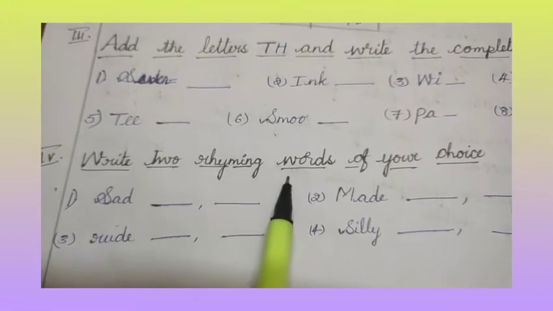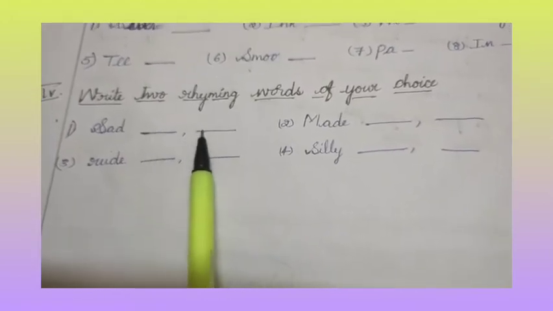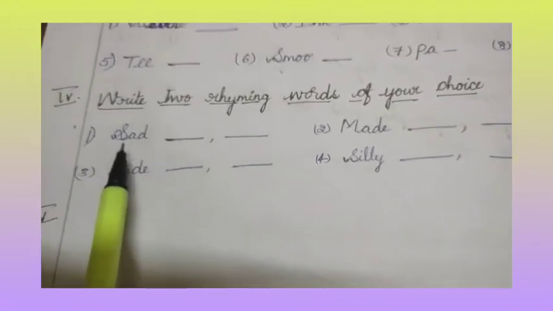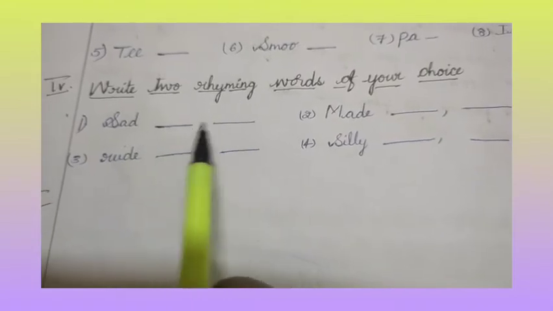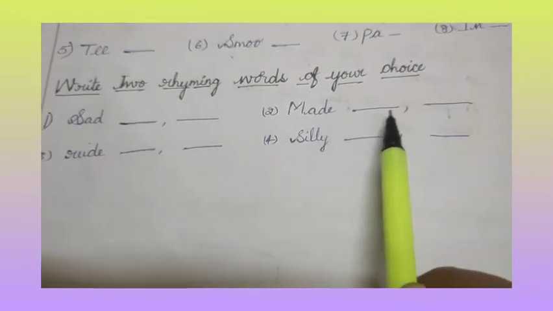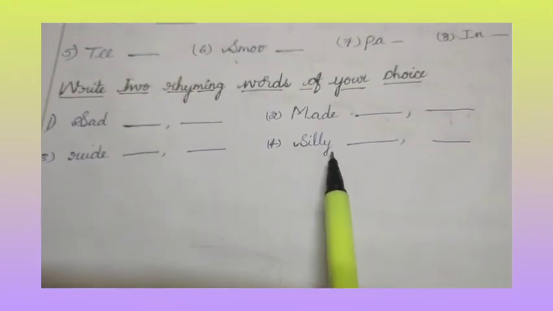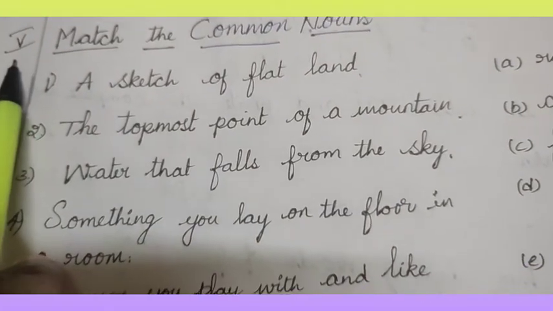And you have to write two rhyming words of your choice. Here I have given words. For those words you have to write rhyming words. That means you have to write two rhyming words in the blanks. Let us check. SAD, sad. Here you have to write two rhyming words for this sad. MADE, made. Again you have to write two rhyming words here. RUDE, rude. SILLY, silly.